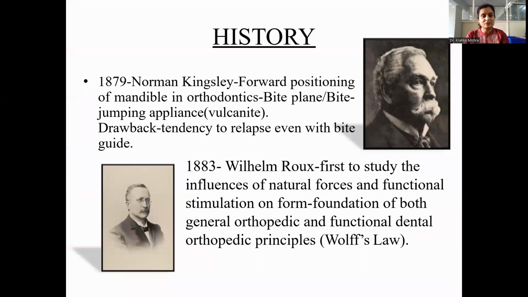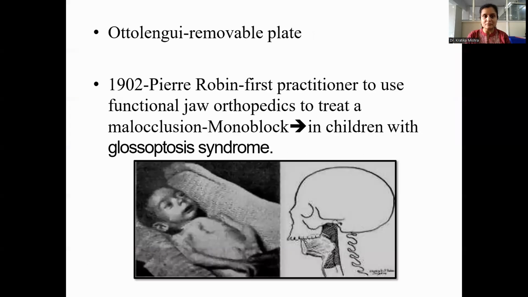Now, moving further to the history. In 1879, Norman Kingsley explained forward positioning of the mandible in orthodontics with wax bite jumping appliances, that is the vulcanite. The drawback is the tendency to relapse, even with the bite guide. In 1883, Roux first used this to study the influence of natural forces and functional stimulation on form, foundation, and both general orthopedic and functional dental orthopedic principles.